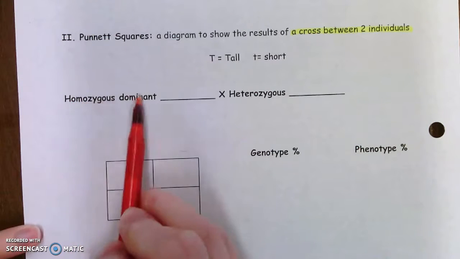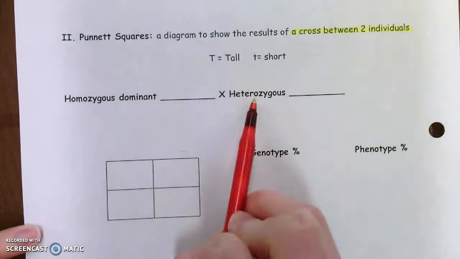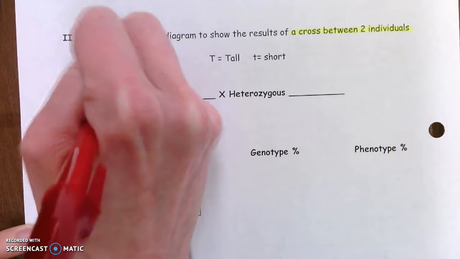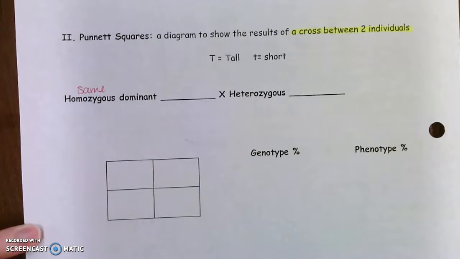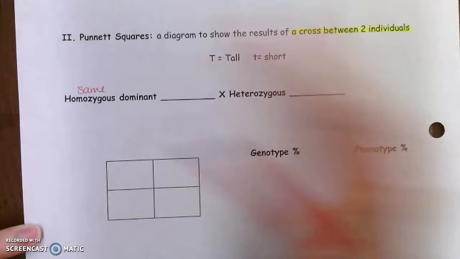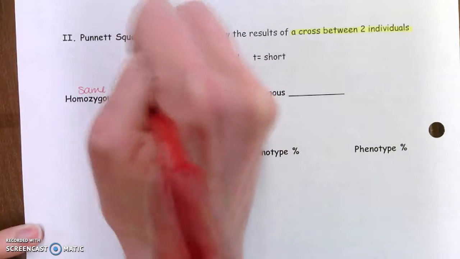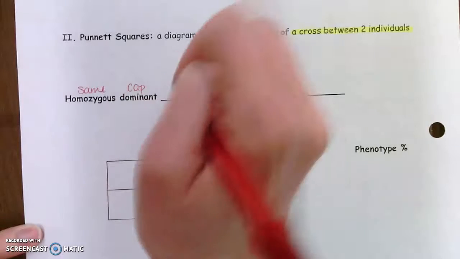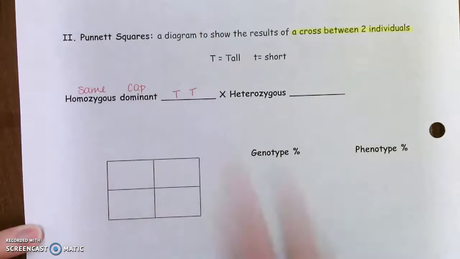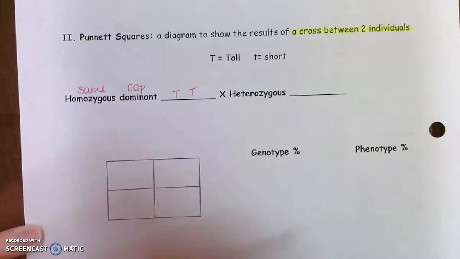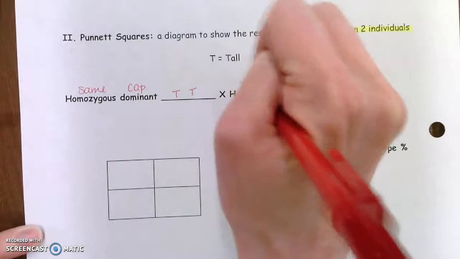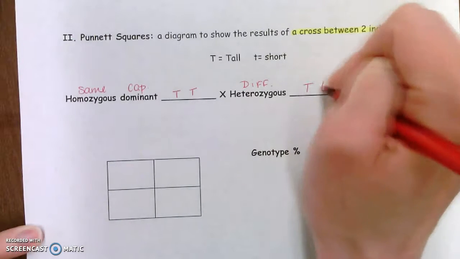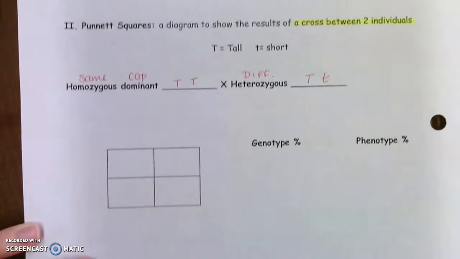We need to cross a homozygous dominant organism with a heterozygous organism. So homozygous means same. I like to write that above the word so I know it doesn't become too confusing. Dominant means we're using a capital letter. So if we have the same capital letters, we'd have 2 capital T's. Heterozygous means different. So we need 2 different size letters. We'd have a capital T and a lowercase t.